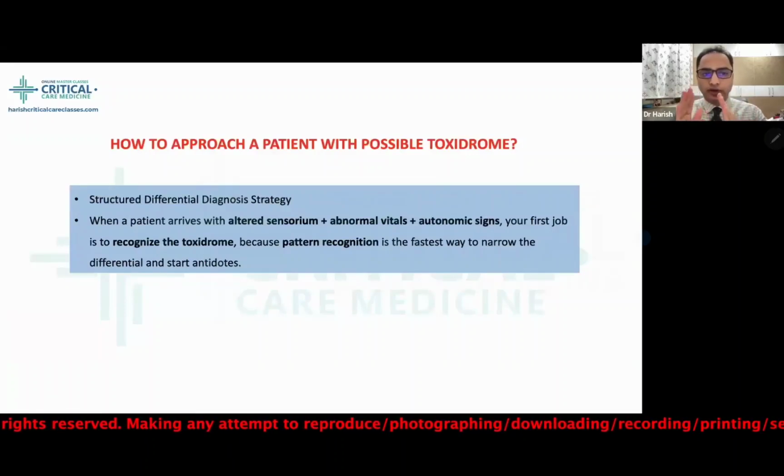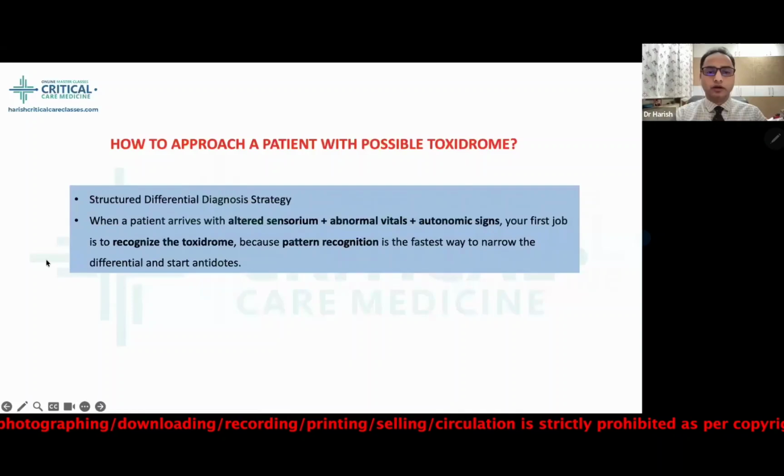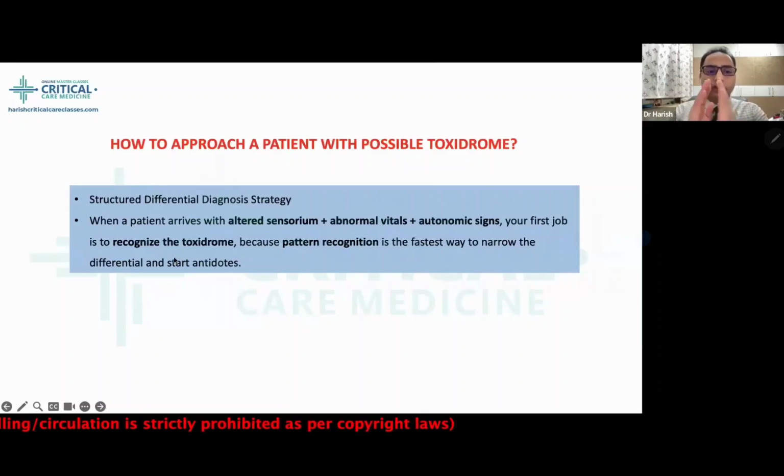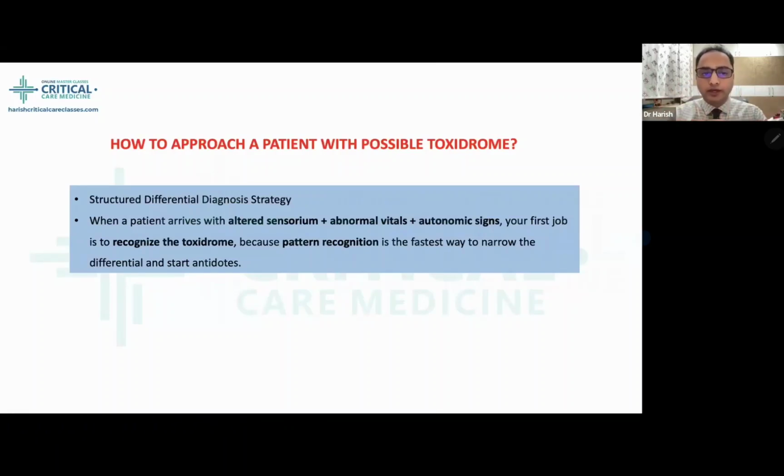You need to follow a structured differential diagnosis strategy when you answer these kinds of questions. When a patient arrives with altered sensorium, abnormal vitals plus autonomic signs, your first job is to recognize the toxidrome, because pattern recognition is the fastest way to narrow the differential diagnosis, and you can start the antidote as therapy. So this should be your approach when you have a toxidrome-based case discussion.